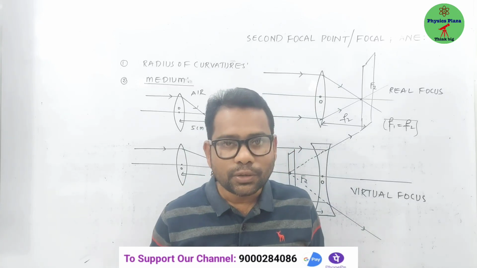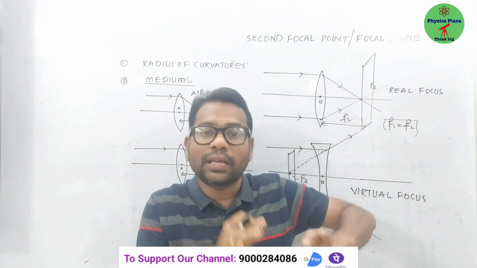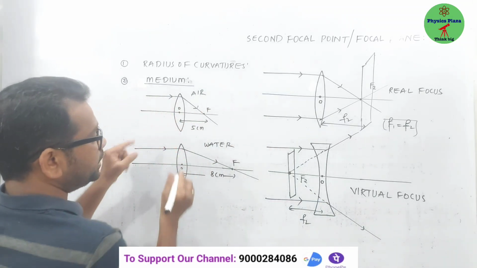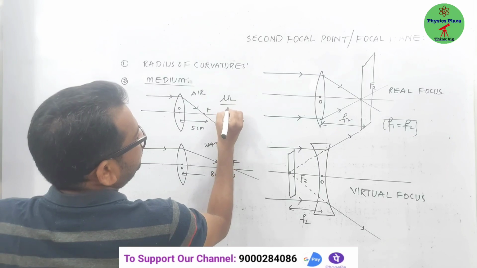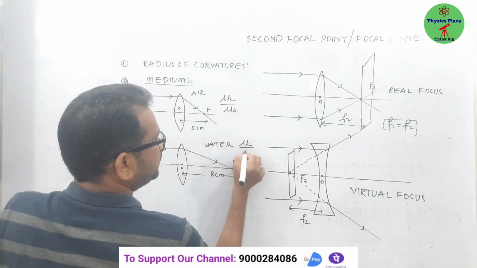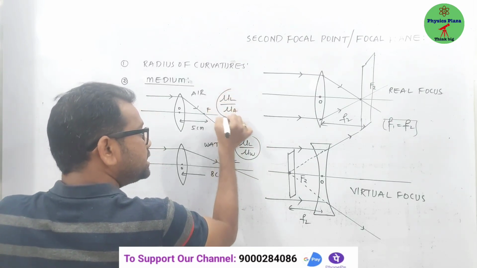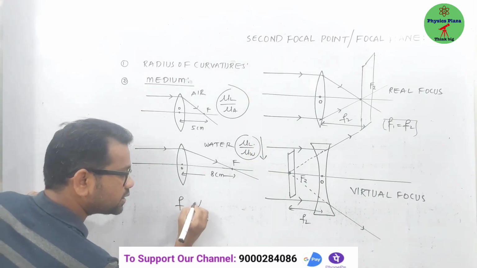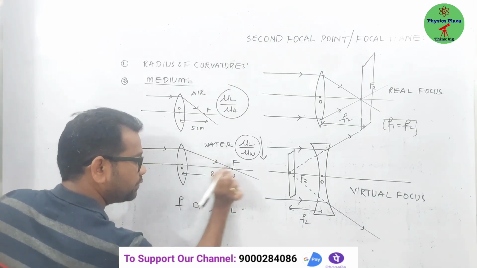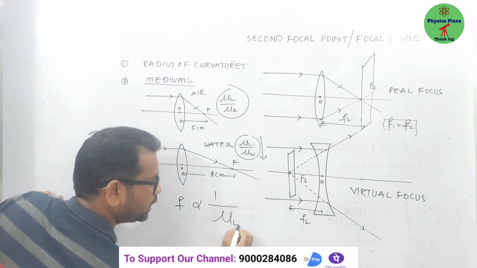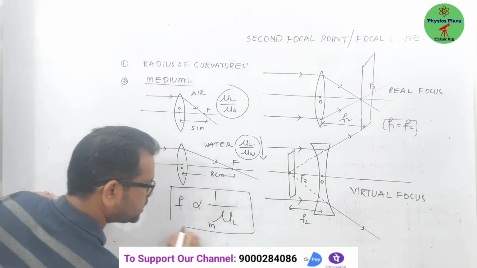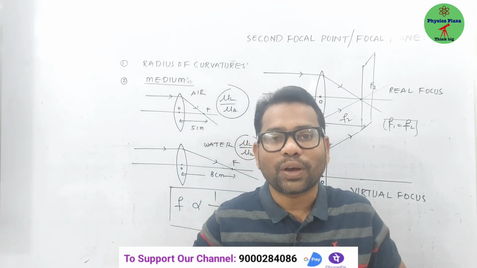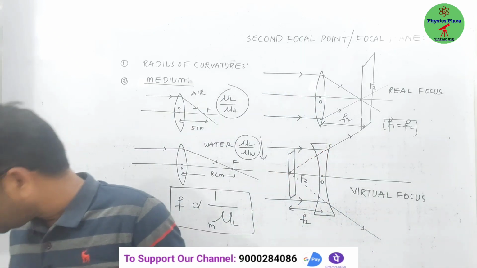The focal length increases. The reason is that the relative refractive index decreases. Focal length is inversely proportional to the relative refractive index. Here, the relative refractive index is the refractive index of the lens by the refractive index of the medium: air first, then water. This ratio is decreased. So as the relative refractive index decreases, focal length increases. In the exam they may ask you: what happens to the focal length of a lens if it is placed in water? Obviously, the focal length increases. Clear? Fine, children.